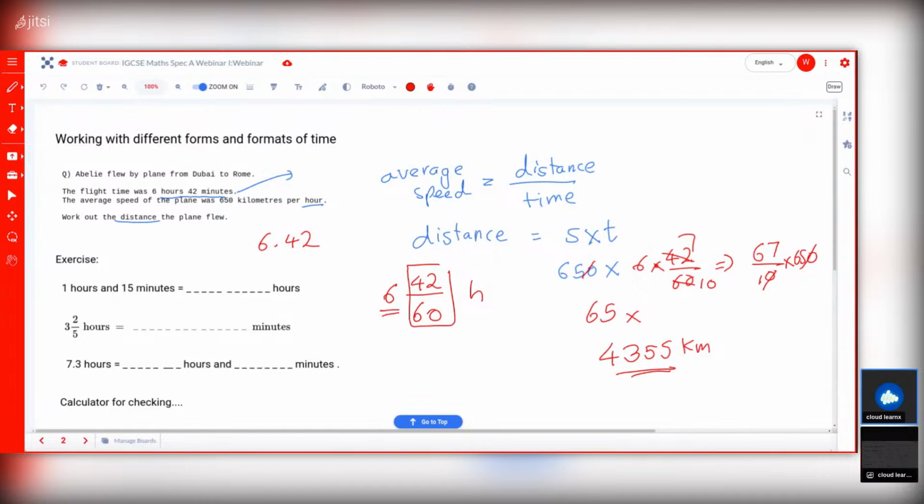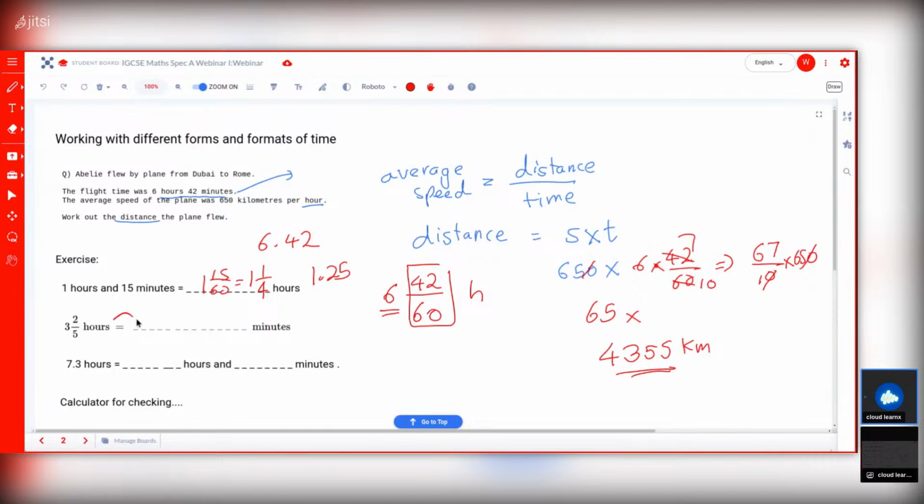All right. Next, here are some exercises. 1 hour and 15 minutes. How do we do that? Same as we did here. We could do 1 hour, 15 out of 60, or you could write it simplified. Or you could go to decimals and say 1.25 hours, because 1/4 is 0.25. Then you've got a mixed number in hours, which is something we already did.